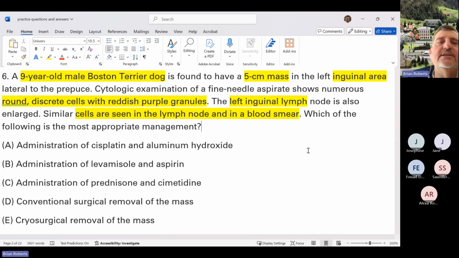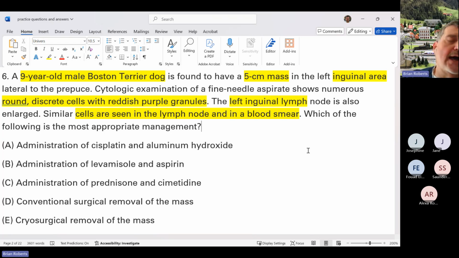What do you guys think? Because they see these cells in the node and in the blood. I would say I think it's definitely spread. Yeah, so grade 3, right? It's bad. Mast cell tumors in male dogs in the inguinal area, that's one of the most aggressive sites. So this is a high grade metastasized mast cell tumor. So now that leads us into how we would treat it, right?